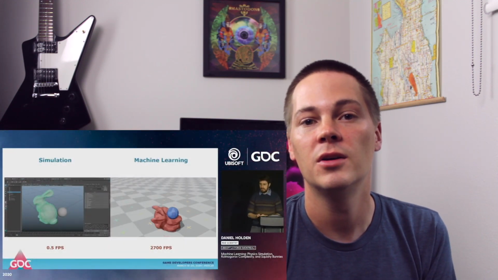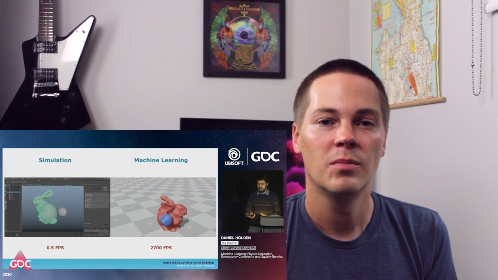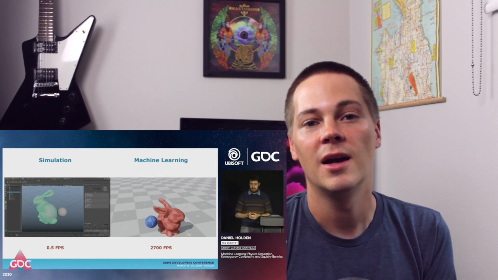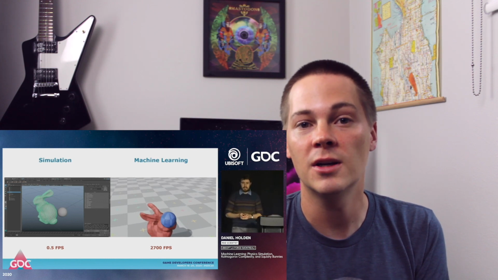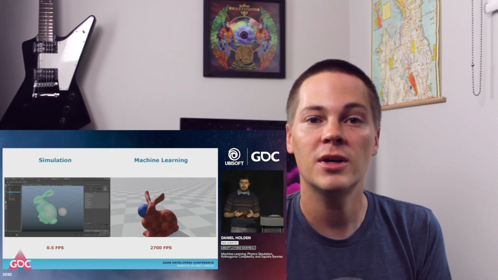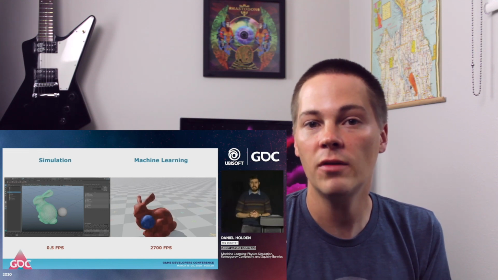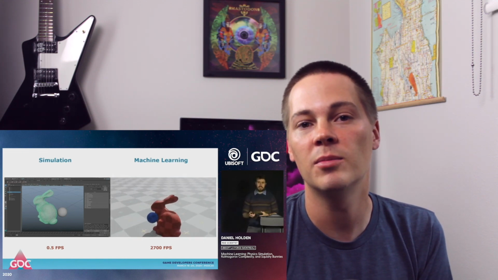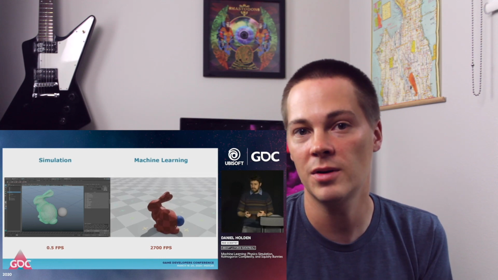Why is this cool? Well, we can conceivably use this simulation data to train models that make predictions that are of similar quality as the simulators, but without having to run the very computationally expensive simulations. So in this talk from Daniel Holden at Ubisoft, you see that he has this ball interacting with a squishy bunny. And using the physics simulator, it can only run at a half a frame per second. But by training a predictive model on that data offline and then using it in real time, he can have up to 2,700 frames per second.